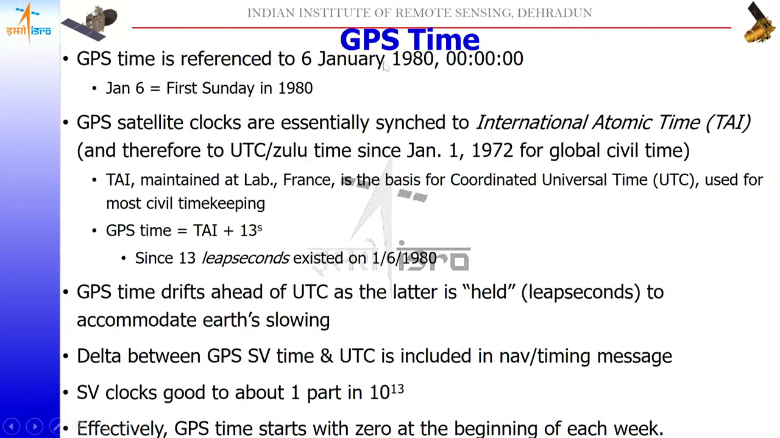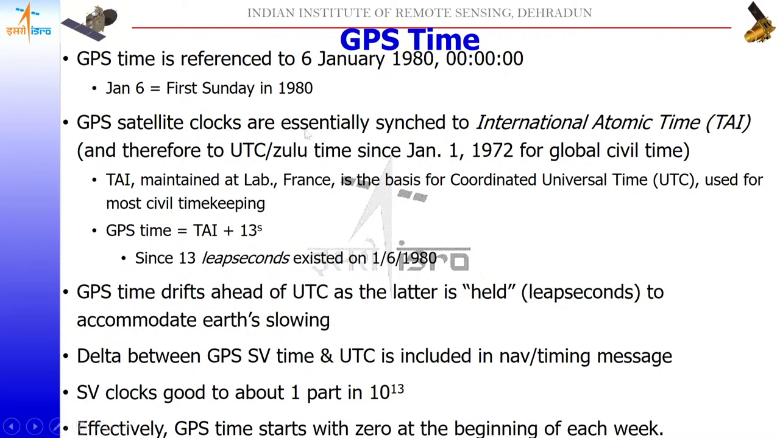Now GPS time. Before I joined here, I was always curious how GPS time came into the picture and what the reference for that is. It was always in my mind. Now I came to know that GPS time is referenced to 6 January 1980, 0000, and 6 January is the first Sunday in 1980. So this is the reference of GPS time.